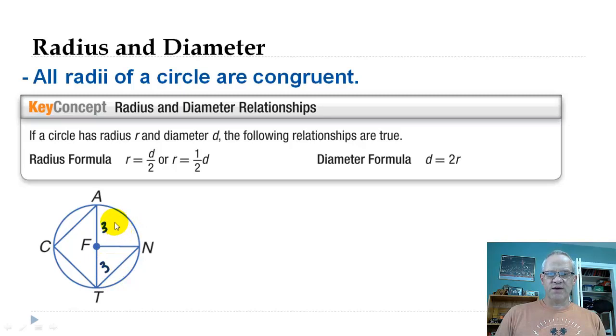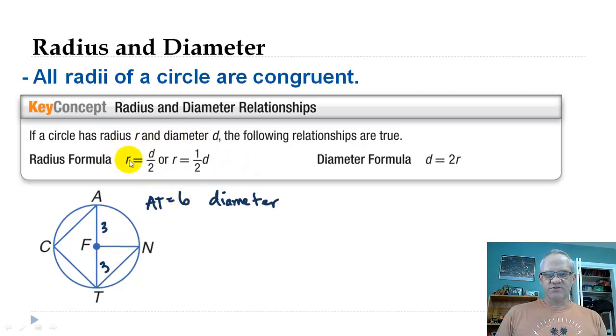And so what's the diameter? Remember, the diameter is all the way across. That would be 3 plus 3, so the diameter would be 6. Okay, so that means AT would be 6. That's the diameter. Well, how does that compare to our radius? It's double our radius, right? Because we took 2 radii and added them together to get that.